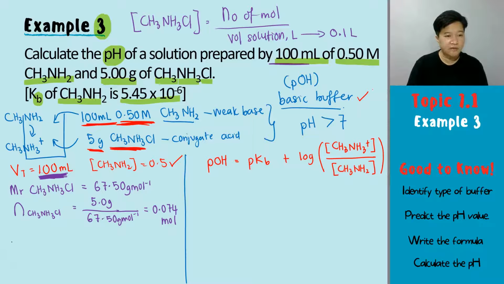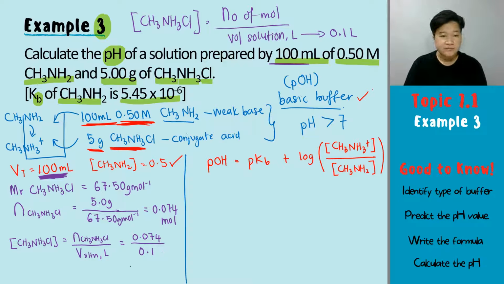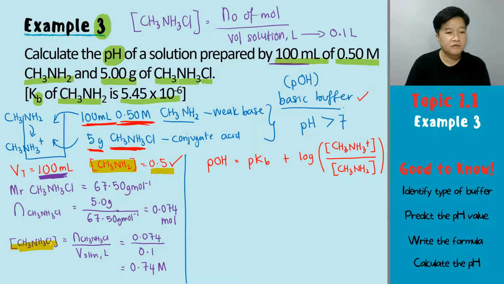Okay, so let's calculate the concentration of our conjugate acid. CH3NH3Cl will be the number of mole over the volume of solution in liter. That will equal 0.074 over 0.1 liter. Then the concentration calculated is 0.74 molar. Okay, so right now you have the concentration of your weak base given. You have the concentration of your conjugate acid calculated, 0.74. You can move to calculate the pOH of your buffer solution.